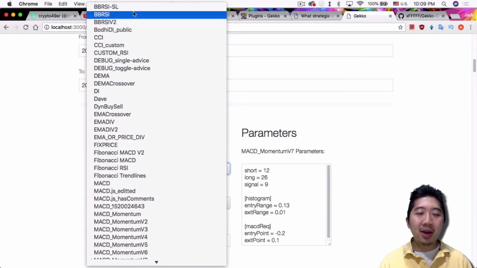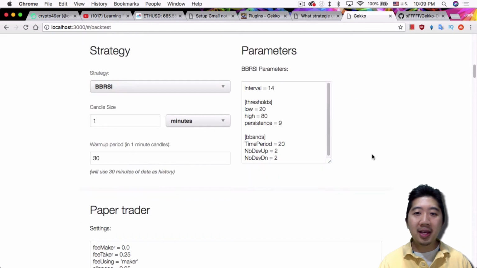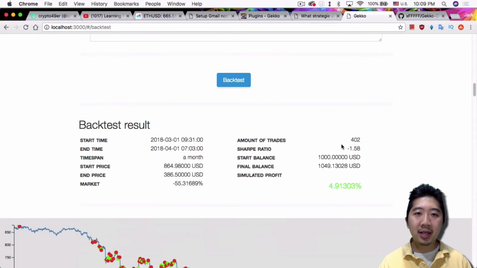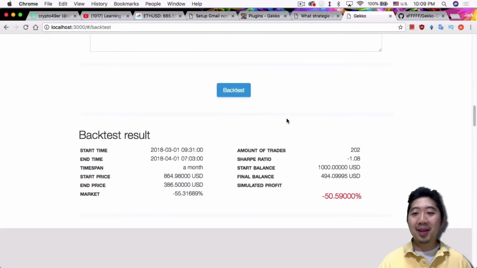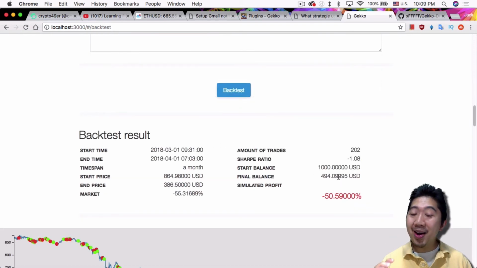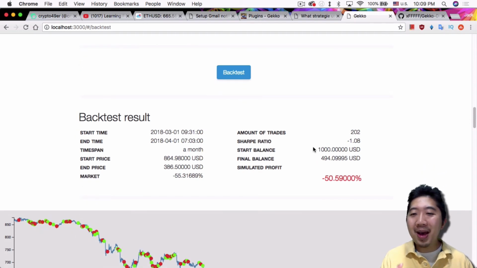So let's say the BBRSI strategy that people really like. I'm going to make sure that the intervals are correct. So, all right, I'll backtest it. Look at that. 50% loss. That sounds huge. I think my earlier versions of my MACD momentum strategy were losing 60%. So this is pretty bad, I have to say.